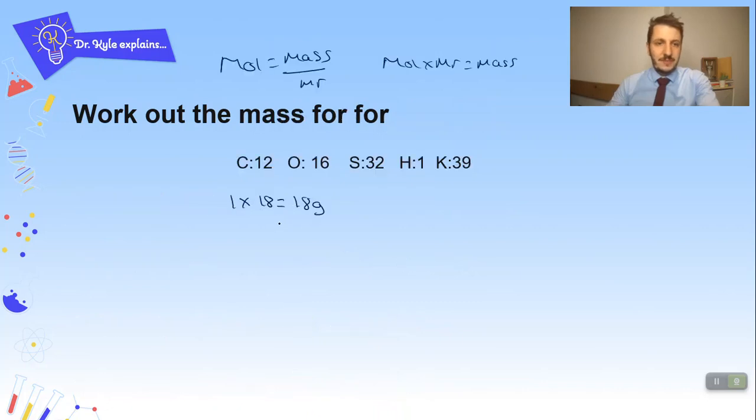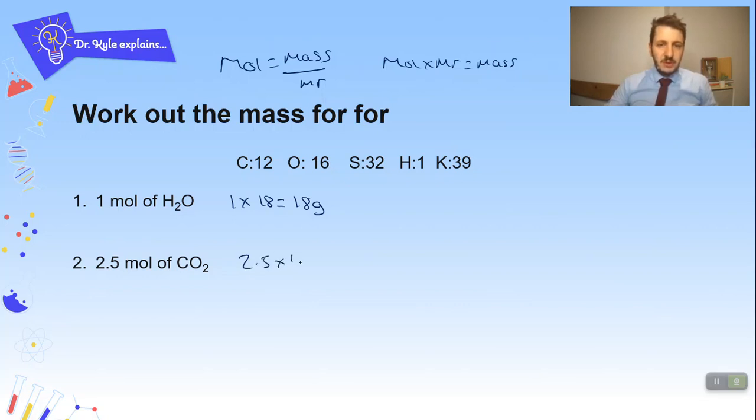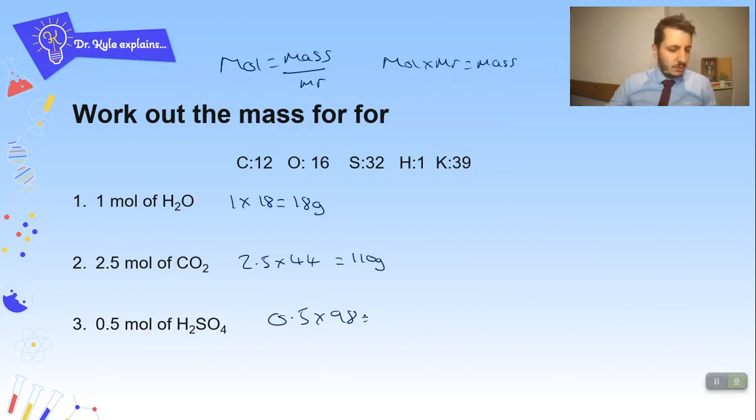Okay, 2.5 moles of CO2, so I'm going to do 2.5 times 44. If I just quickly do that on my calculator down here, times 44 equals 110 grams. 0.5 moles of H2SO4 equals 0.5 times 98. So I've got 49 grams of that.